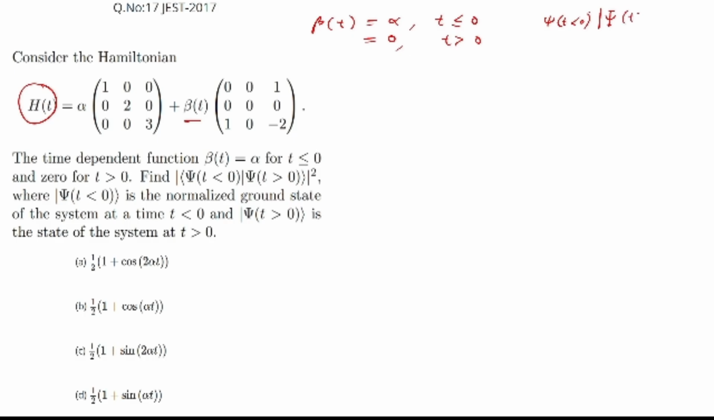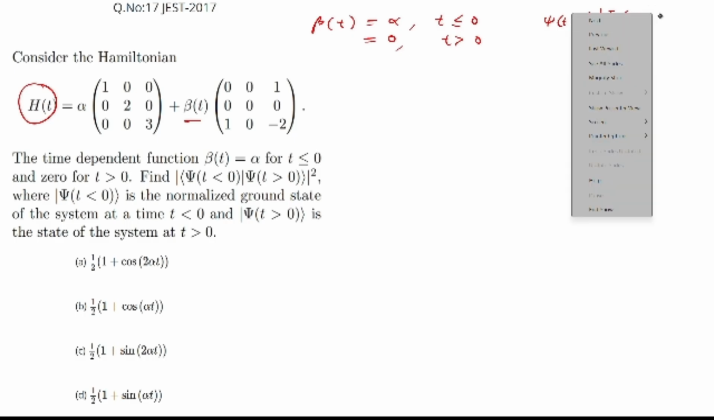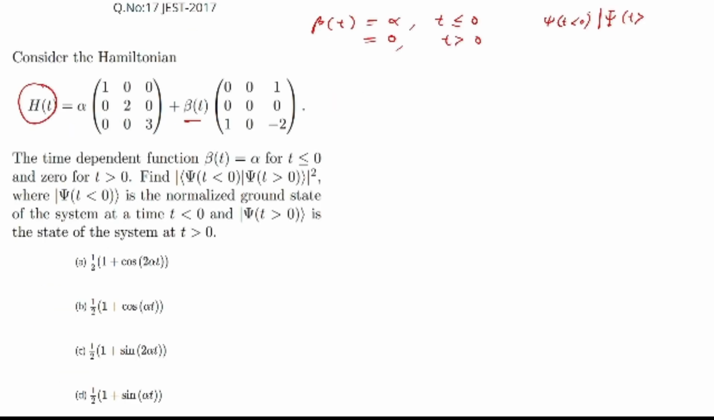psi of t for t greater than 0, then mod squared. So we have to find this probability value. Okay, so we have to initially build that wave function, then we can go for finding the probability. So psi of t for t less than 0 is basically the normalized ground state wave function.